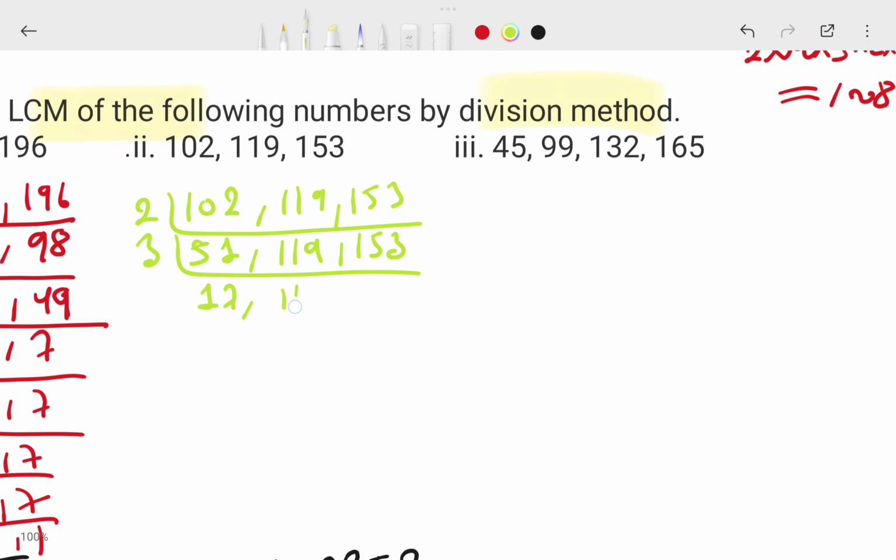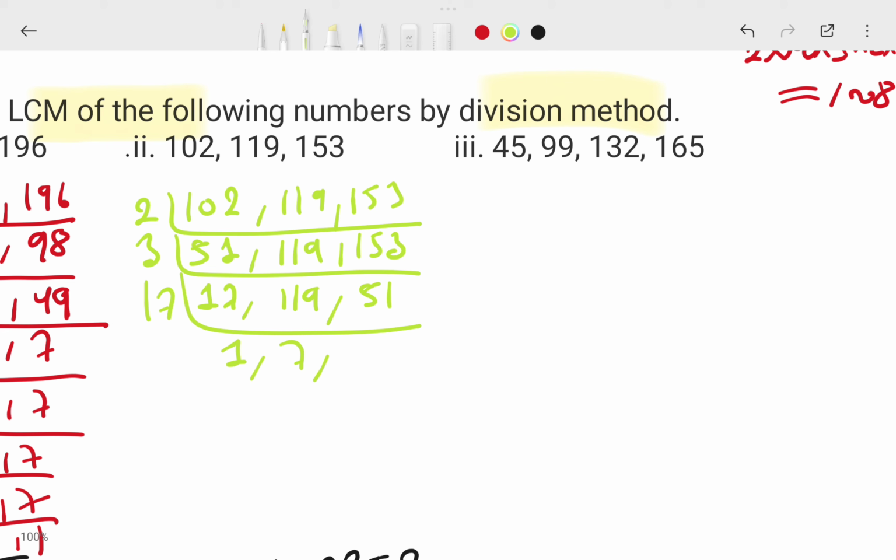119 is not in the 3 table, we leave it. This is also there 5 times and 1 times, and this is going to be divisible by the 17 table, 17 1s are 17. So now in the 17 table, if you divide 119 by 17, how many times is it there? In 7 times it is there.